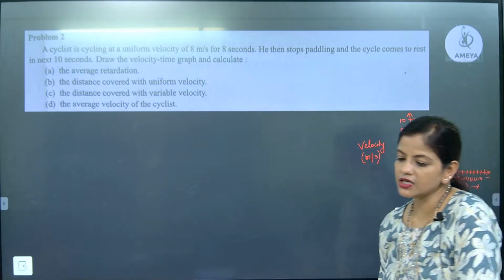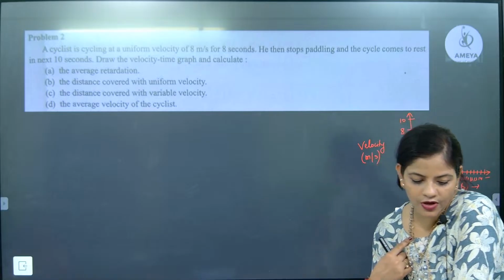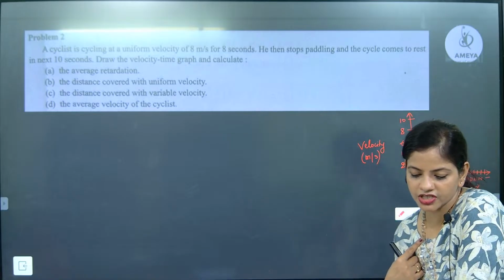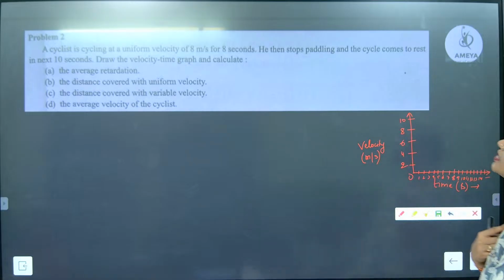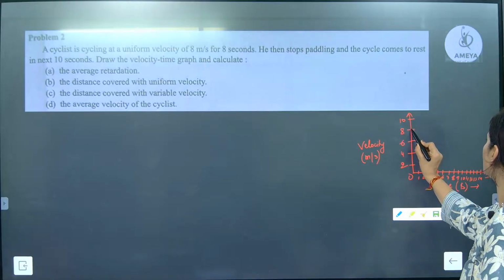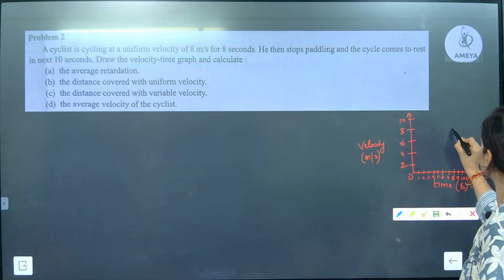Now, shall we start the question first? The first part of the question, what they are asking, is the average retardation. First, a cyclist is cycling at a uniform velocity, uniform velocity till 8 seconds. So, beta, if we are going for uniform velocity till 8 seconds, that means this is the 8th second.